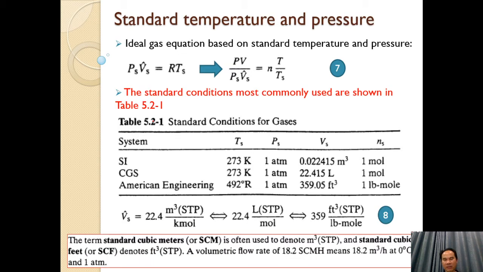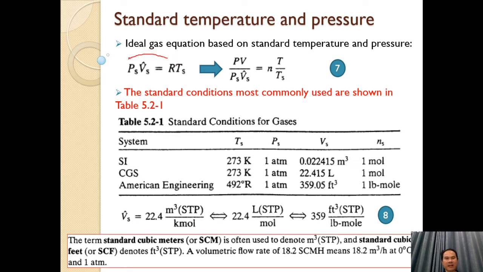Previously, I talked about the standard condition. You can calculate the property of a gas related or referenced to the standard condition. For this case, with S as the standard condition, pressure at standard condition multiplied by specific volume at standard condition equals R times temperature at standard condition.